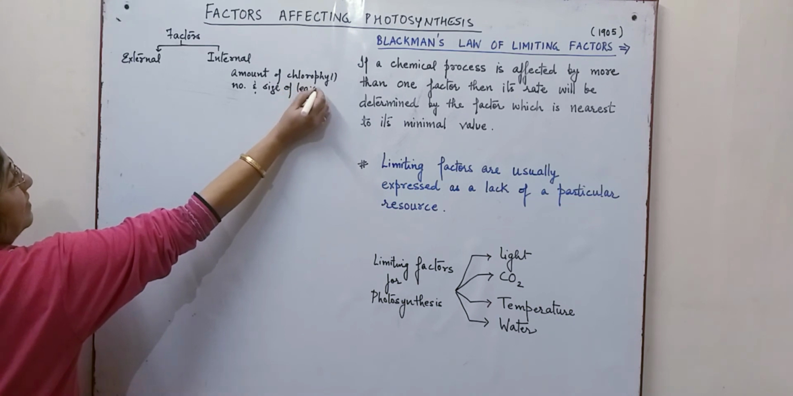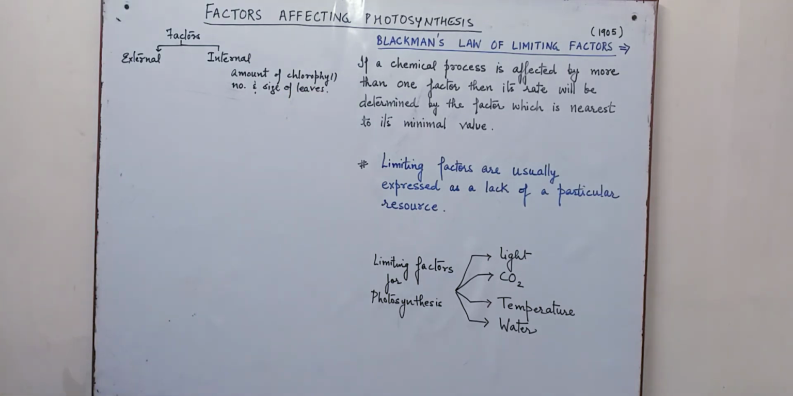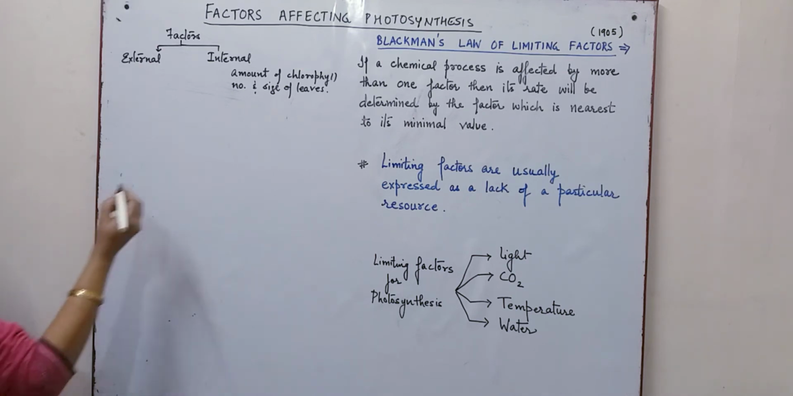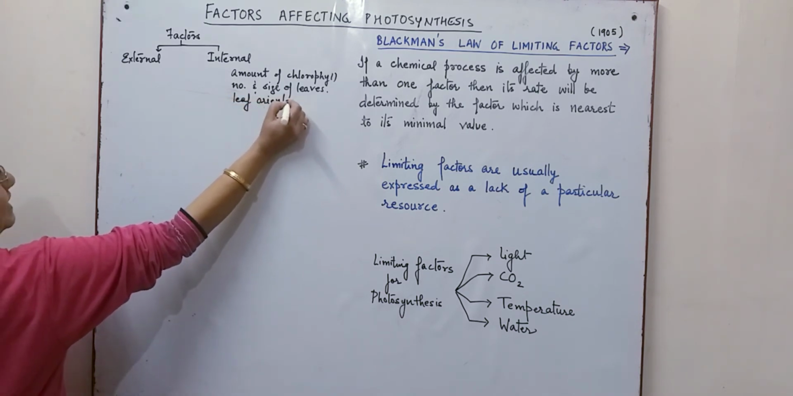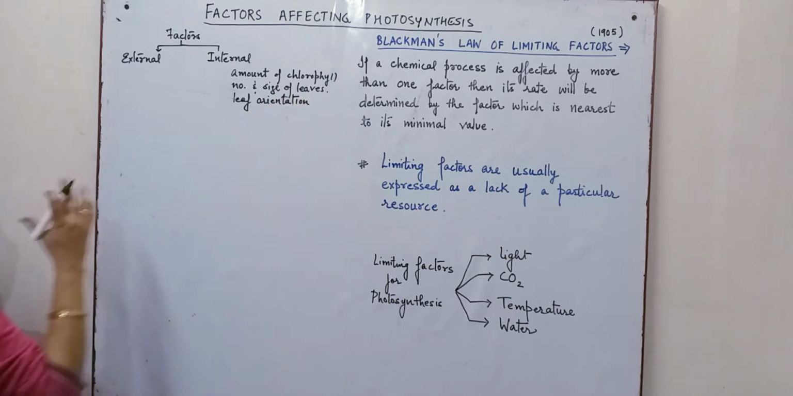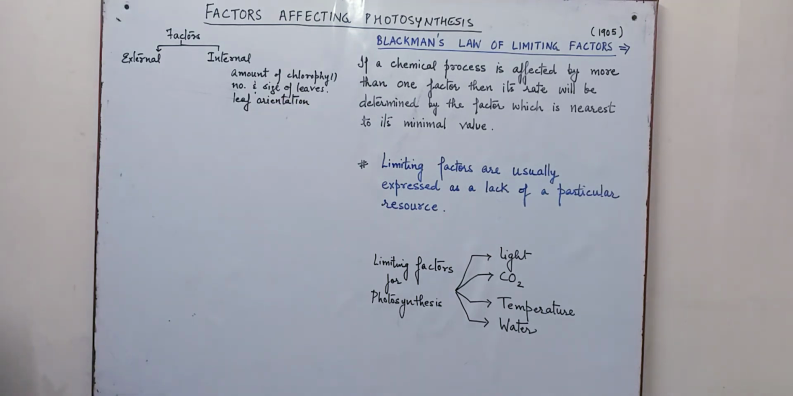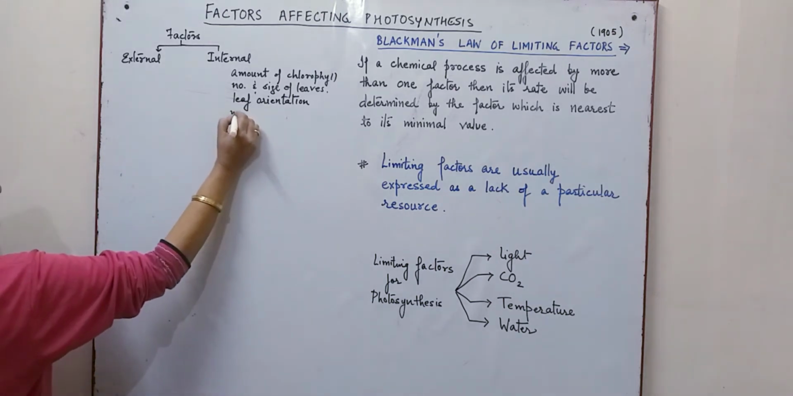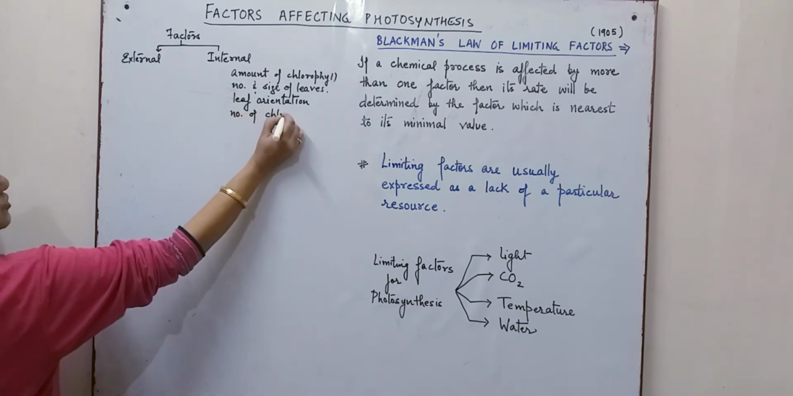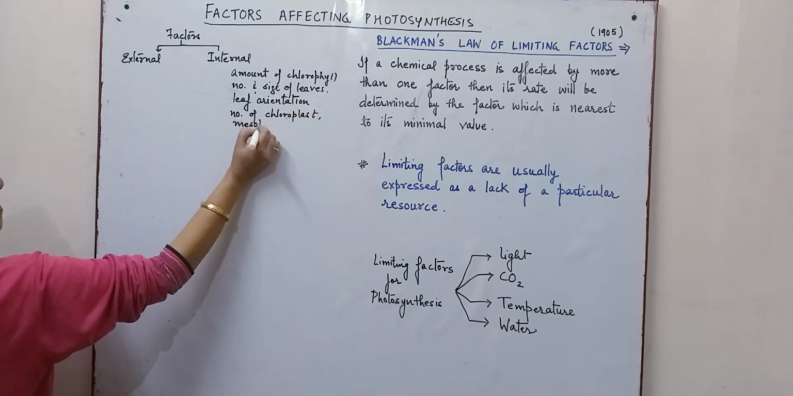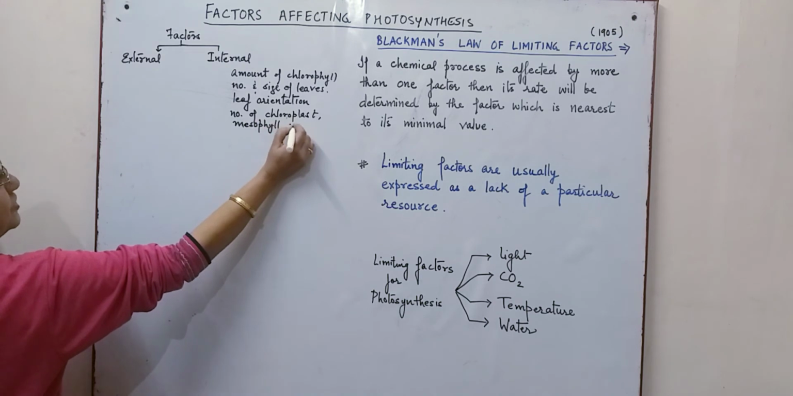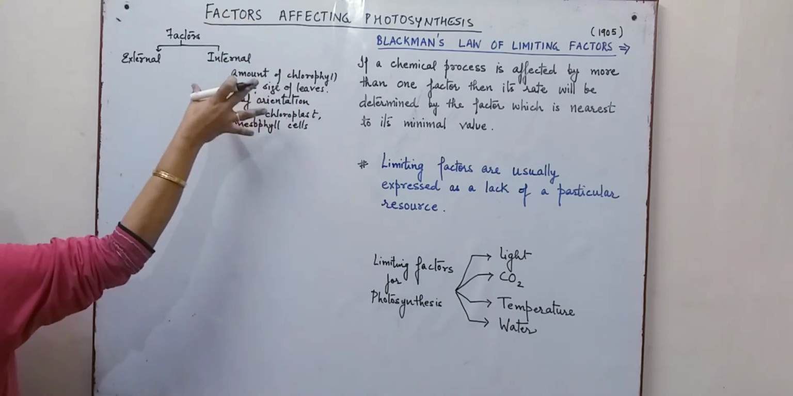Because again, if the number is more, the plant will be able to perform more photosynthesis. The leaf orientation, that is, whether the leaves are exposed to sunlight or are oriented in such a manner that sunlight is not sufficient to reach them. Then the number of chloroplasts and also the mesophyll cells. So these are various internal factors which affect the rate of photosynthesis.